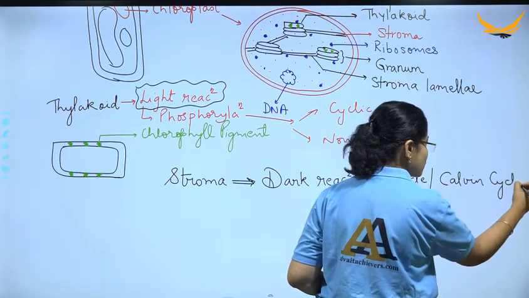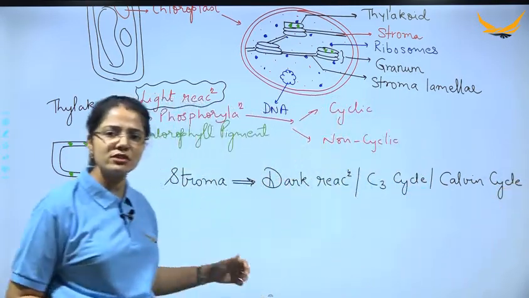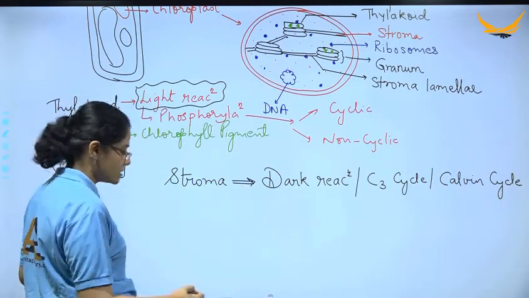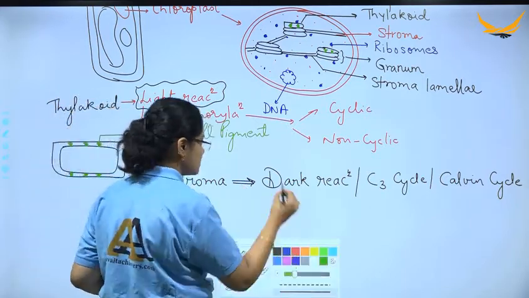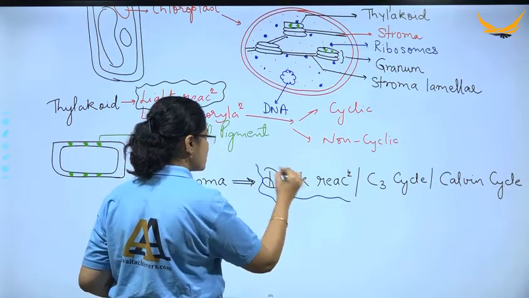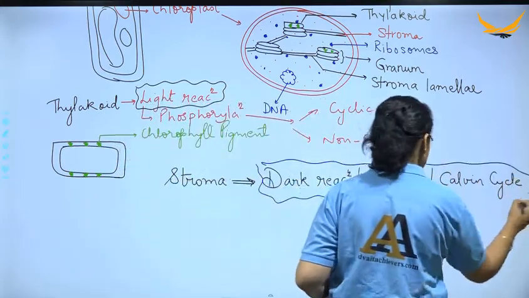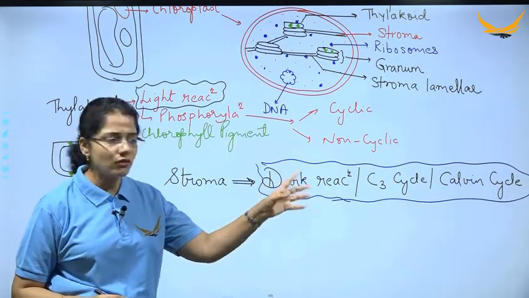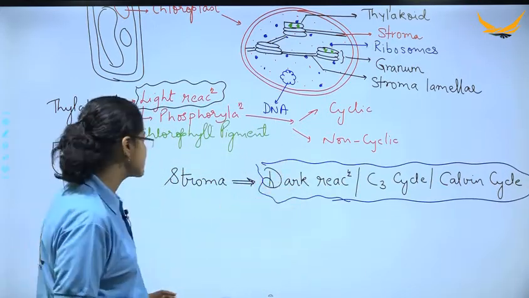So children, remember what is asked to you. If they ask you site of C3 cycle or site of Kelvin cycle, then that becomes the stroma. So stroma में particularly क्या हो रहा है? Stroma में particularly हो रहा है dark reaction, or you say C3 cycle or Kelvin cycle.